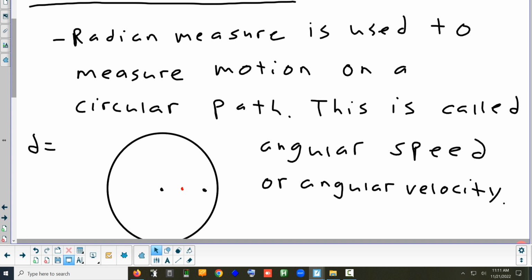Does anyone remember what the formula is for regular linear speed? It starts out with distance equals rate times time. So what's rate equal to? Rate is equal to distance divided by time. So let's keep in mind that if you take how far something moves divided by the time that it took, that will tell you the speed of the object.